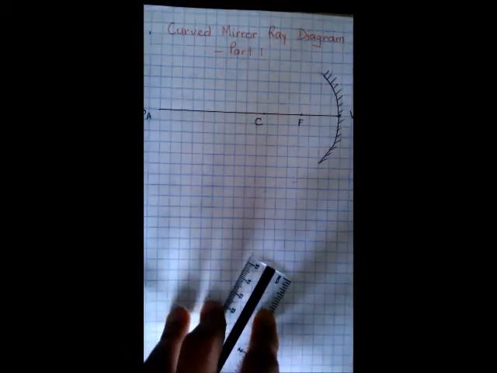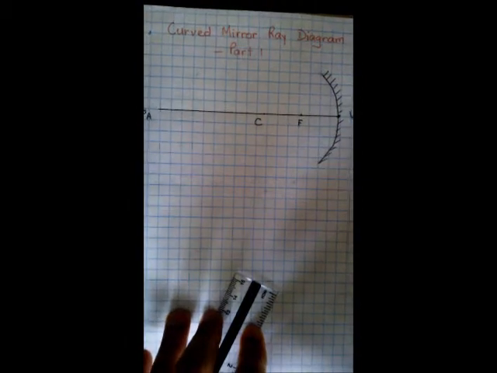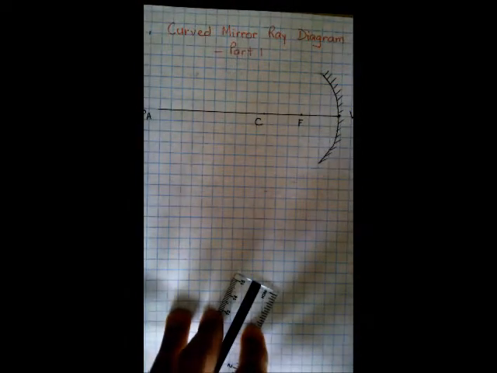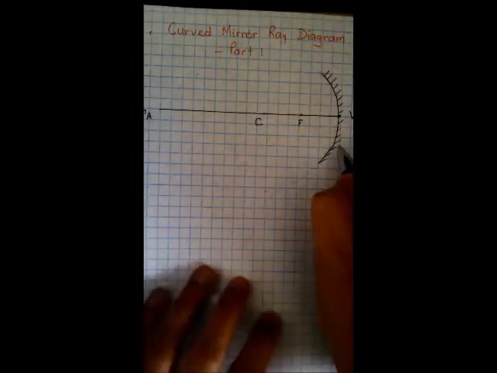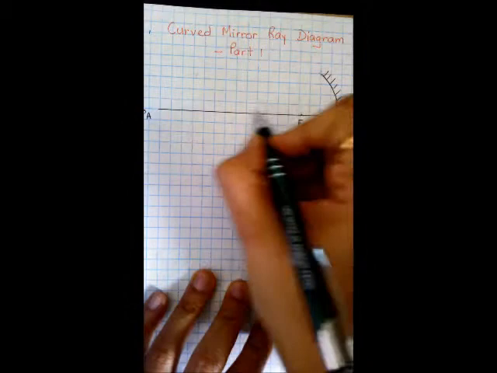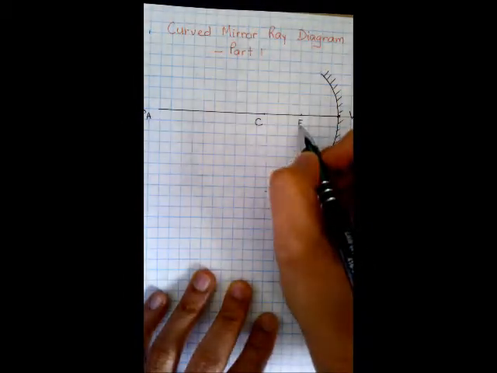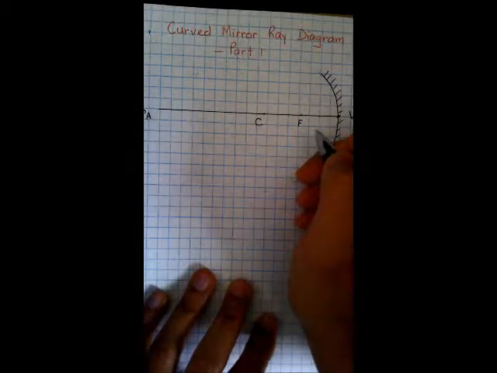Okay. Now remember that we always use an upright arrow to represent our objects. It could be any object placed in front of my mirror. The object could be placed anywhere in front of the mirror. Depending upon where the object is, the characteristics of the image will then change.